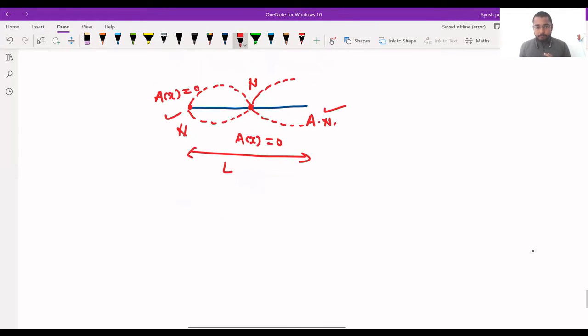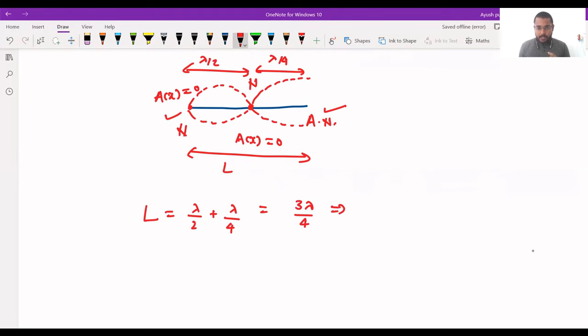So we can write L is equal to, we know the length between two node points is lambda by 2, and the distance between one node point and one antinode is lambda by 4. So L will be equal to lambda by 2 plus lambda by 4. That will come out to be 3 lambda by 4. So we can write lambda is equal to 4L by 3.